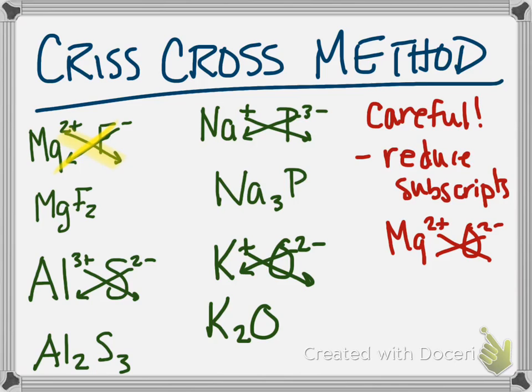Now what happens when I crisscross those is I get Mg2O2, which is fine. We just have to remember, if we're using our crisscross method, that we have to then simplify that and make it MgO.